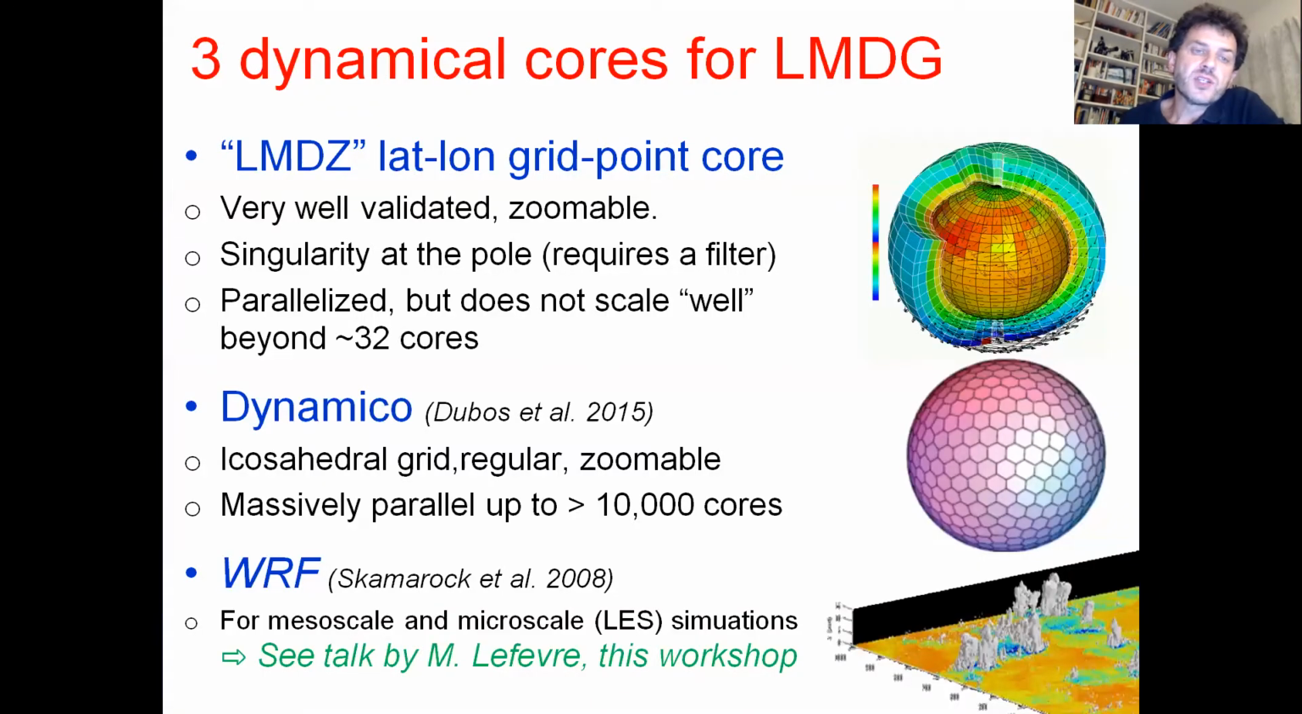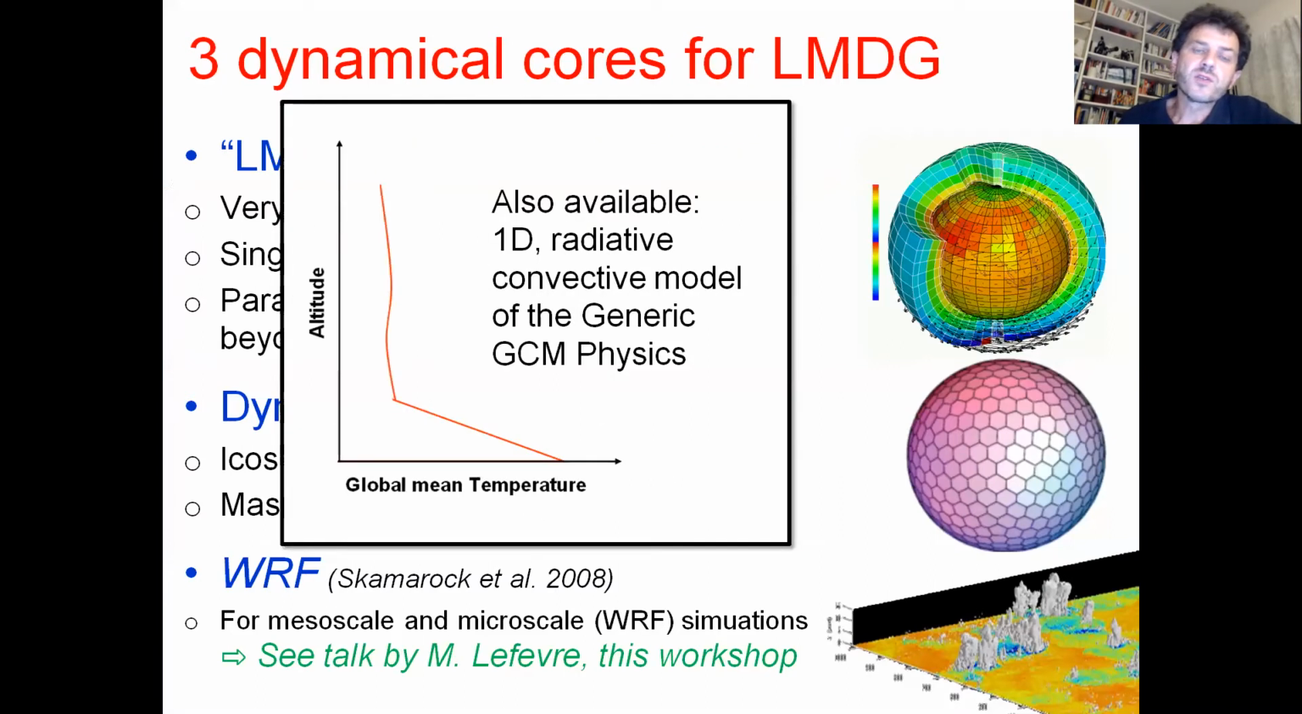I have to add that in addition to the two global dynamical cores, we're also using the WRF core to do mesoscale and microscale cloud resolution simulation, and there is a talk by Maxence Lefebvre using this during this workshop. Needless to say, you can also not use a dynamical core and just use a 1D radiative convective model. You have an option in the program, it's very easy. You compute the model in 1D and you can explore very quickly different kinds of atmosphere, different heating and so on, to use all the advantages of a super fast 1D model.